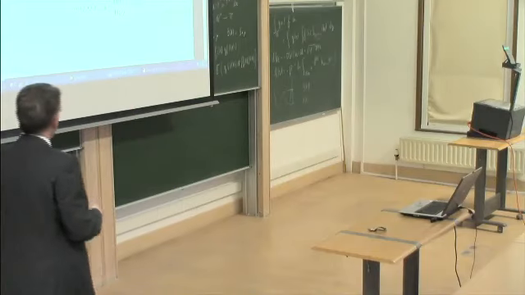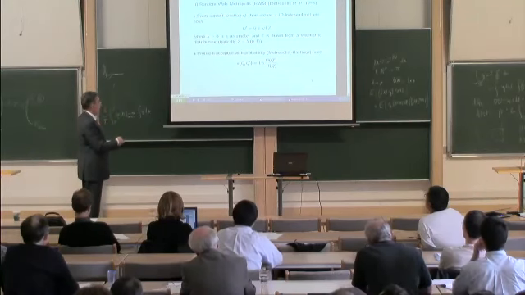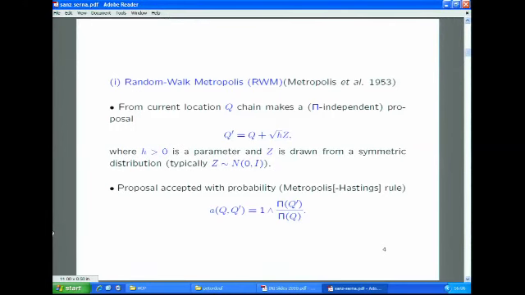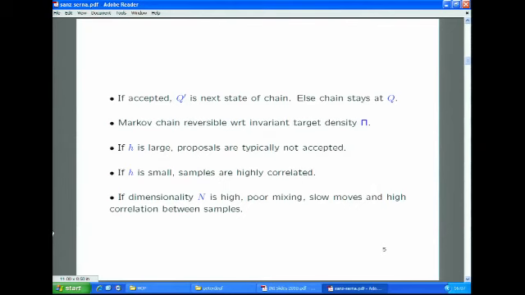So there is the so-called Metropolis-Hastings rule defined by this. I'm going to compare the target probability at the proposal, at the point I've reached, Q prime, with my probability at the old point. If the proposal is accepted, Q prime will be my next state. But if it's rejected, I'll stay at the point where I started.